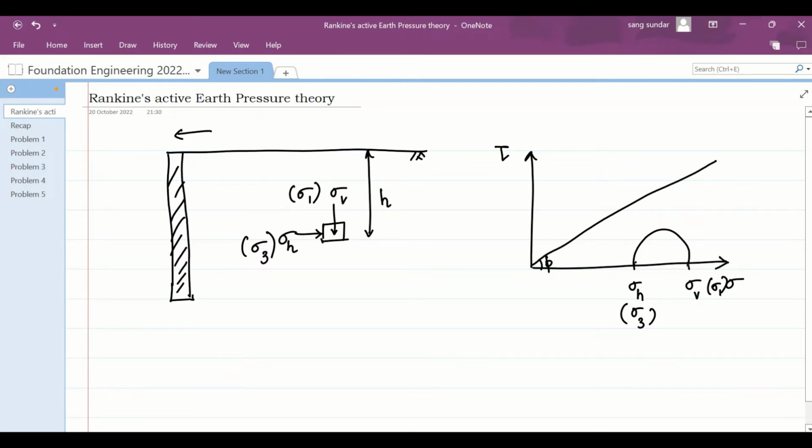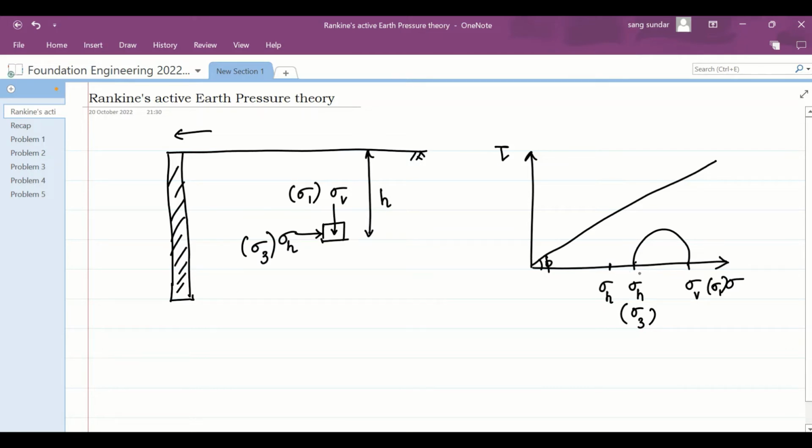Now, what Rankine has suggested is just maintain the sigma V constant and just decrease the sigma H component, means decrease the horizontal pressure. How to decrease the horizontal pressure? Obviously, if the wall moves away from the backfill, the horizontal pressure decreases, right? Because you are releasing the soil. So horizontal pressure decreases, so your sigma h will assume a lesser value, right? So now let us take this as your new horizontal stress sigma h.